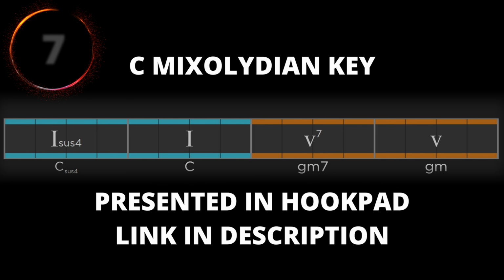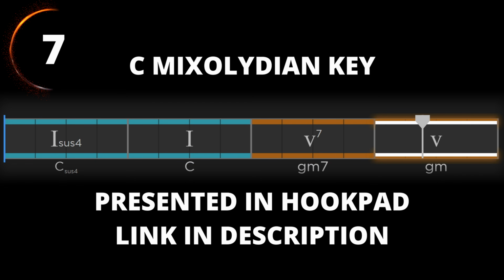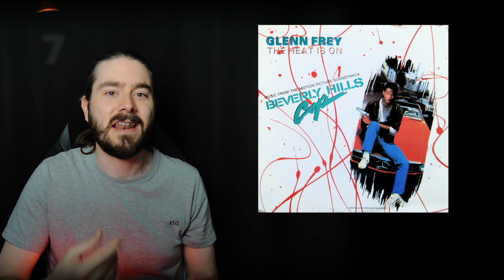At number 7 is 1 sus4, 1, 5 minor 7th, 5. Another simple example, listen to the smooth minor 7th 5 chord which complements the sus4. Hear this in The Heat Is On by Glenn Frey.